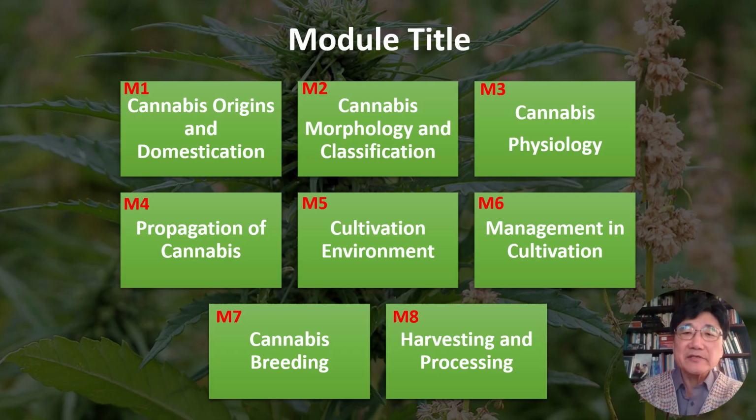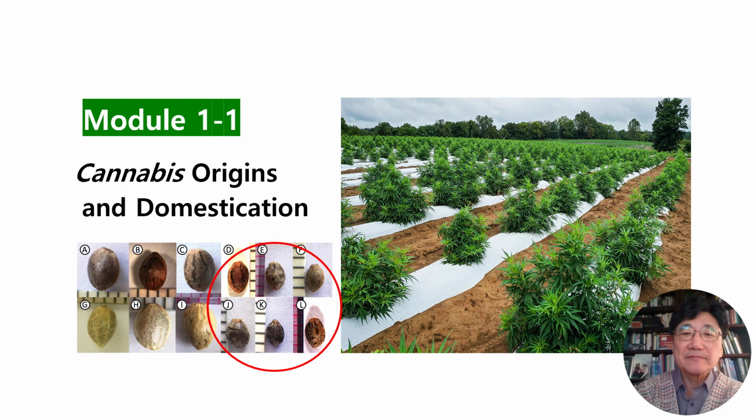The content of this lecture consists of 8 modules. Module 1 will be an introduction. Modules 2 and 3 will cover cannabis botany. And Modules 4 to 8 will cover the cultivation and agriculture of cannabis.